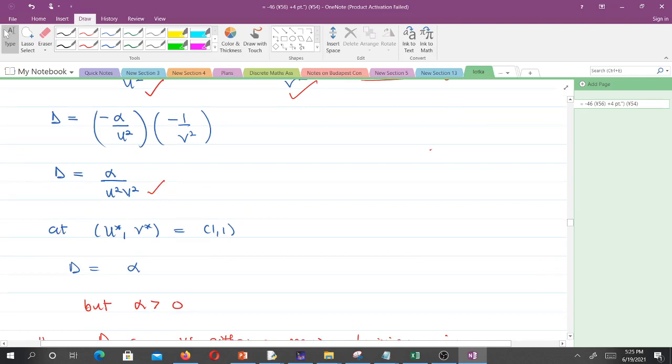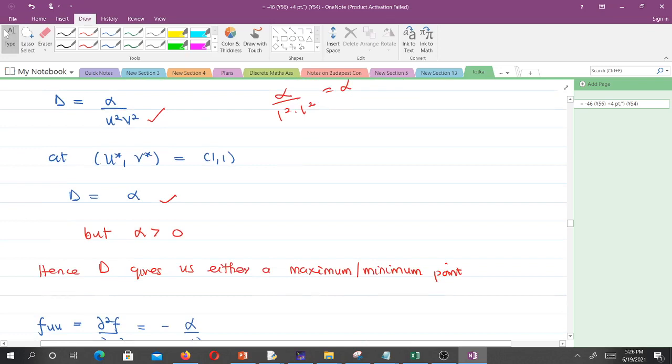So at the fixed point u star, v star, when you put 1 here, it will be alpha over 1 squared times 1 squared, which will be equal to alpha. So you get a discriminant to be what? Alpha. But alpha is a positive parameter, so alpha is greater than 0. So since D is greater than 0, it means that the fixed point is either a maximum point or a minimum point. So we have to find out which of them it is, right?